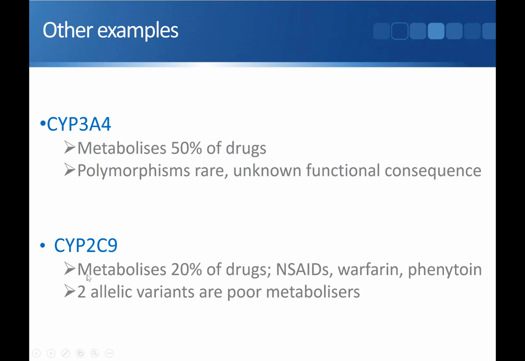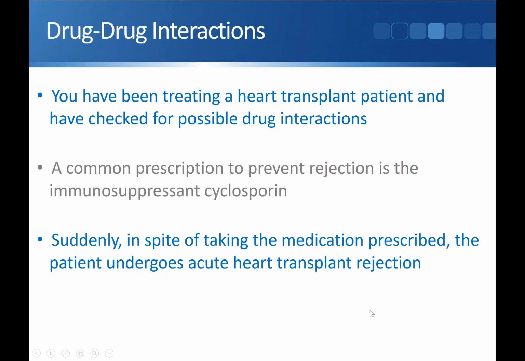CYP2C9, quite a common metabolizer. You do see allelic variants of this that lead to people who are poor metabolizers. So it'd be well known that some people are poor metabolizers of non-steroidal anti-inflammatory drugs, warfarin, phenytoin, drugs like that. So this does occur in the clinic.